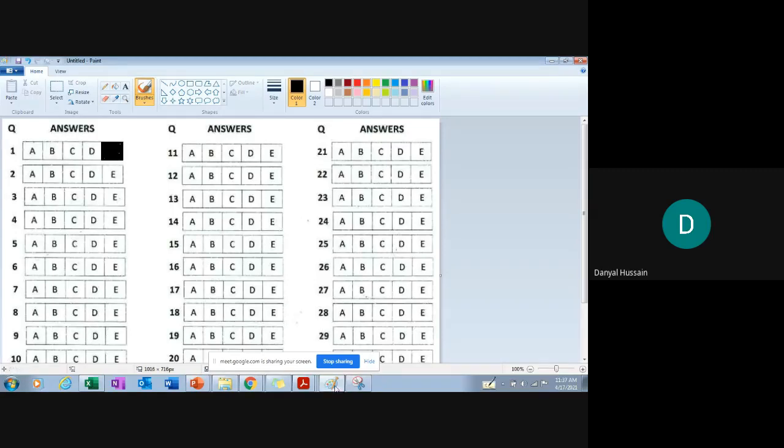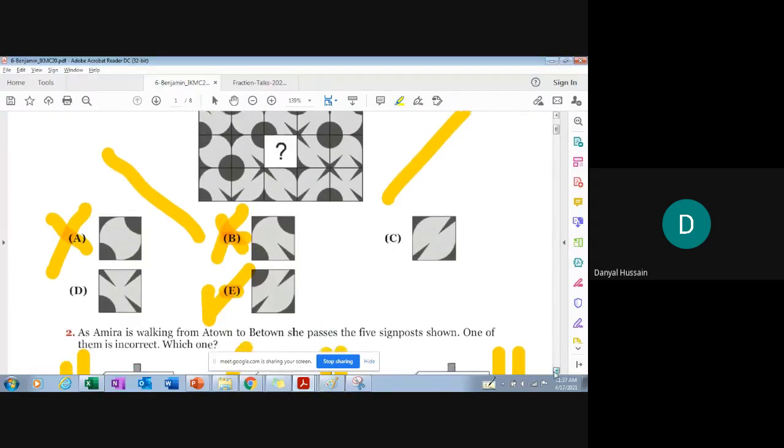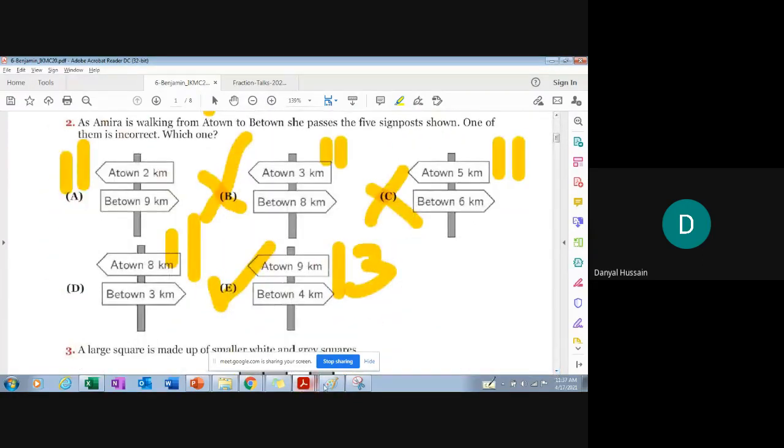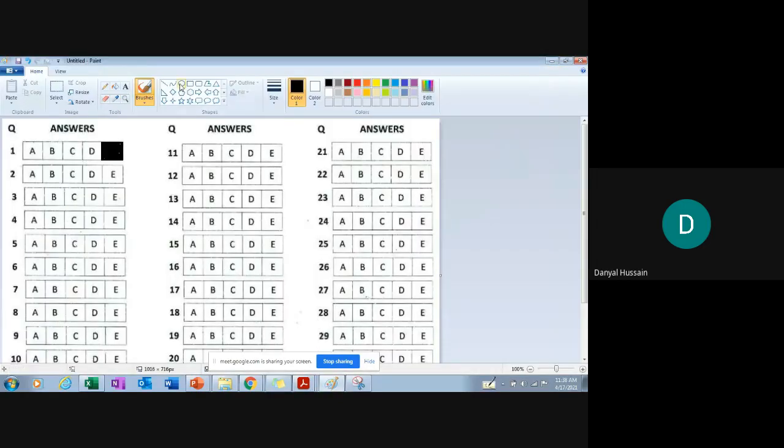For example, if you have E option again in question number 2, or if you are selecting C option, you have to fill the C option properly. If you are filling like this and leaving this, even though you have filled the correct option, it will give you a negative mark because it is the wrong filling. The correct filling is like this: fill the square box properly. So be careful while filling the answer sheet.